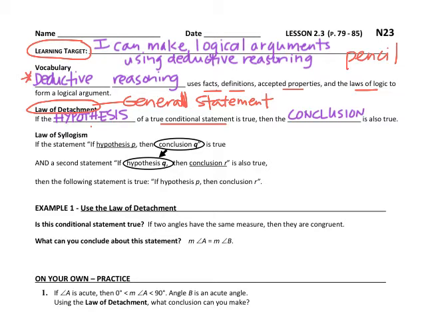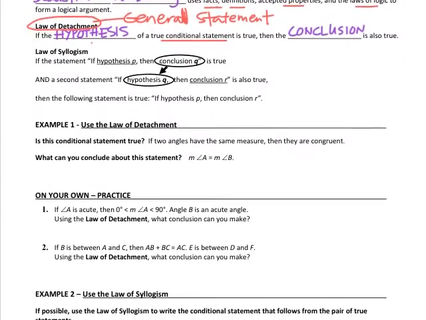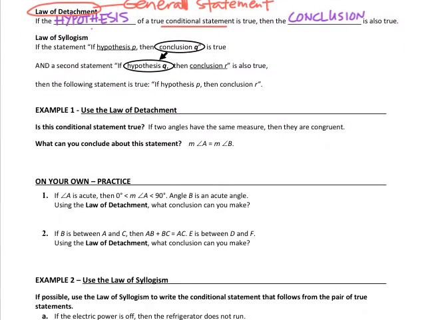So in example number 1, we see a general statement. The general statement is if two angles have the same measure, then they are congruent. So we already know that this is the hypothesis, this is the conclusion, and both of those things are true. If two angles have the same measure, then they are congruent. So this is a general statement. The first thing that you get here is a general statement, and now we're going to be looking at a more specific situation, which is this information right here.